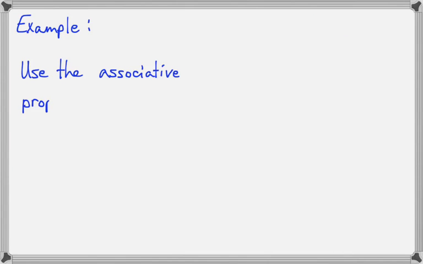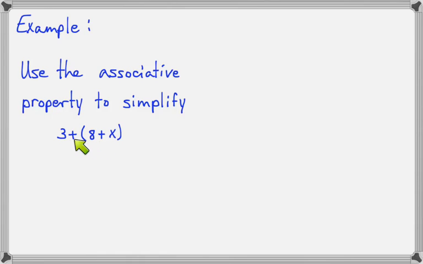Now, let's look at an example like you might see in your homework. We're going to use the associative property to simplify this expression. Right now the 8 and the x are grouped together, but of course the problem is that since I don't know how much x is, I can't actually go through with this addition. So if I change the grouping, the associative property says I'm allowed to change the grouping without changing the value.